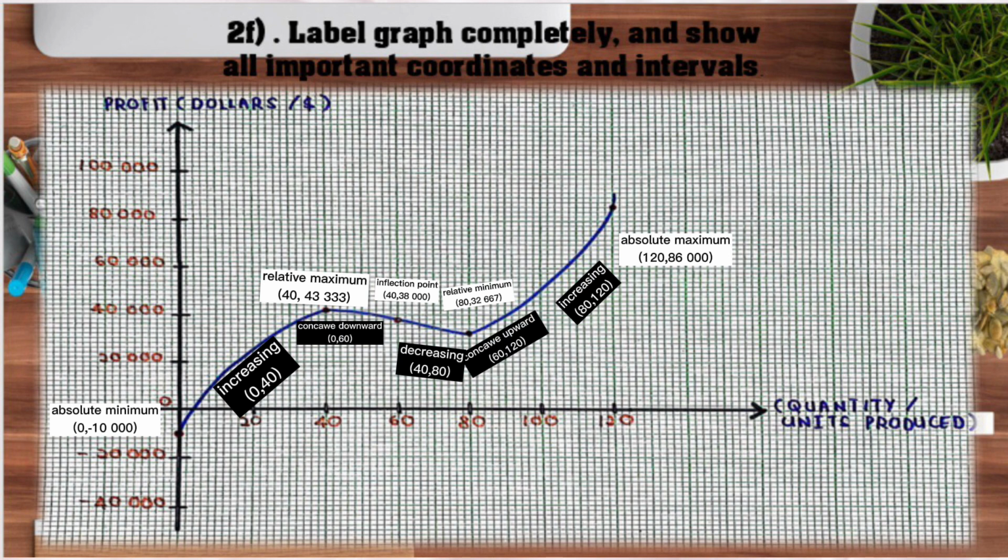downward and concave upward into the graph. Then, the absolute minimum is also the y-intercept. And the last one, the interval to plot is 0 to 120.